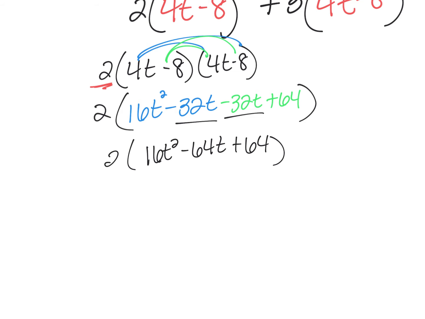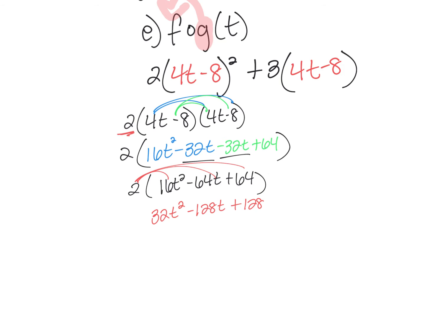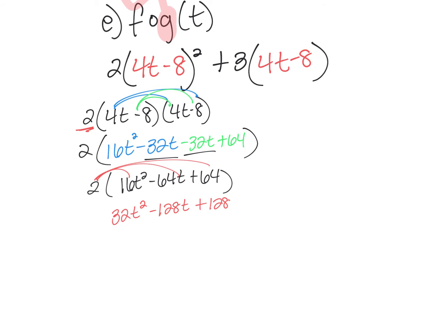Now I believe I'm ready to distribute that 2 in. Okay, so 2 times 16t squared gives you 32t squared. 2 times -64t, that would be -128t. 2 times +64 is +128. Okay, that's kind of gross, but it's doable. You just got to go slow and take your time.